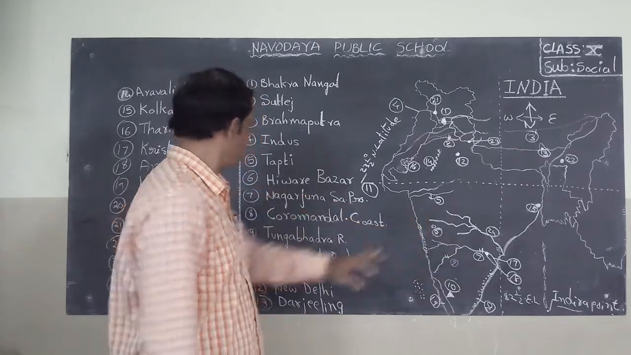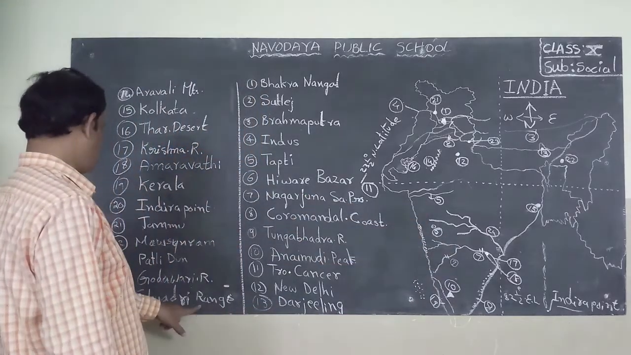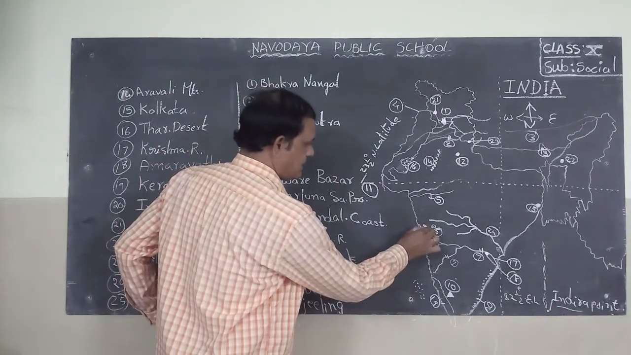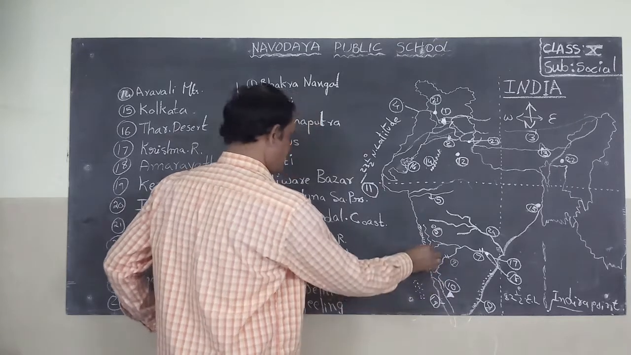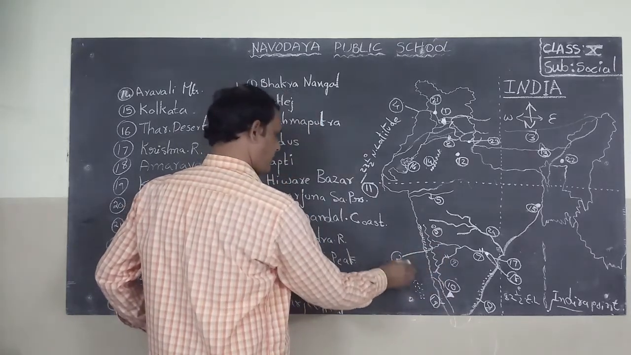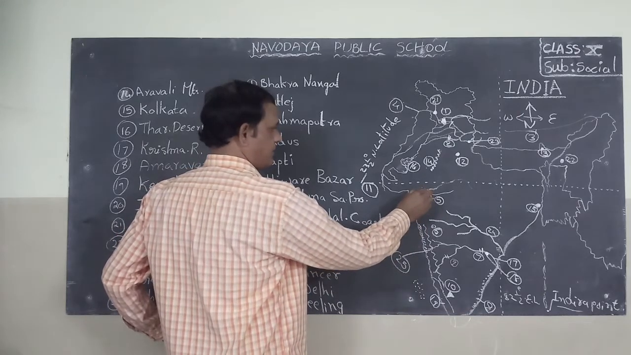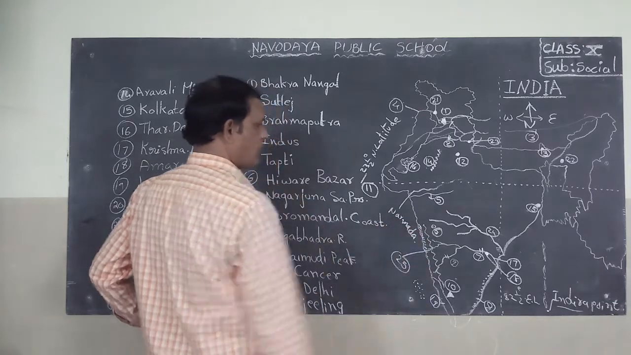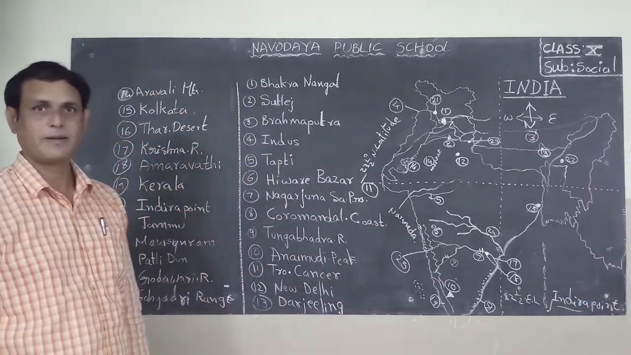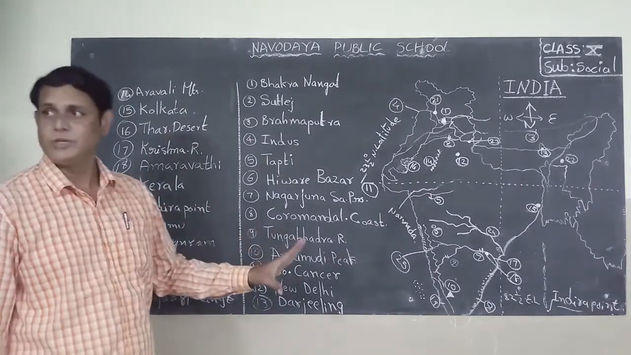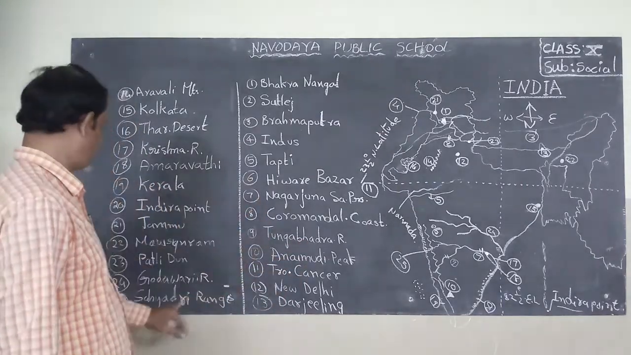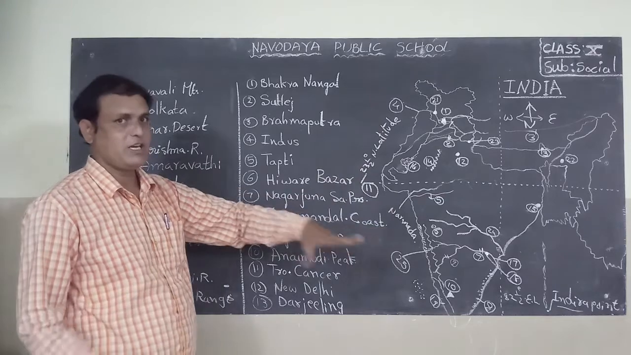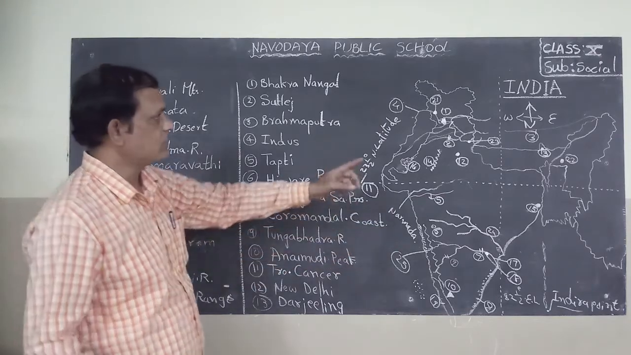Next one, Tapti river. So Sahyadri range. Look students, this is Sahyadri range. 25. Next one, this is Narmada river. So now students, I explained only 25 locations in this map. Apart from this, many points are there. Okay, once again look at this.